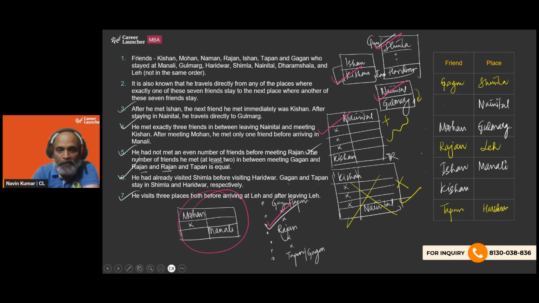So there is only one friend left. So that friend is going to be Naman, because Naman's name is not here. And the place that we are left with is Dharamshala. So Dharamshala will come here. So a perfect sequence, right? When we have set like this, where everything can be figured out as a definite one, we can solve the questions much faster because they're not going to be caselets, right?